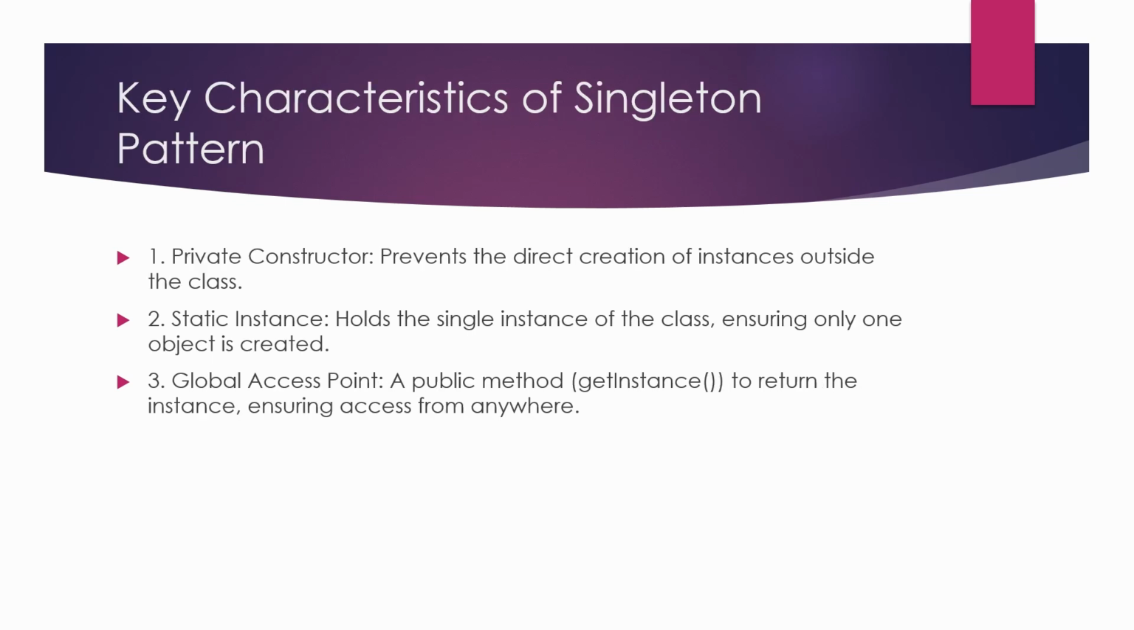There are three key characteristics of the singleton pattern: private constructor, static instance, global access point. Private constructor: the constructor is private to prevent direct instantiation from outside the class. Static instance: a static variable holds the instance of the class, ensuring that only one instance exists. Global access point: a public method, typically getInstance, provides access to the instance, ensuring that it's used consistently throughout the application.